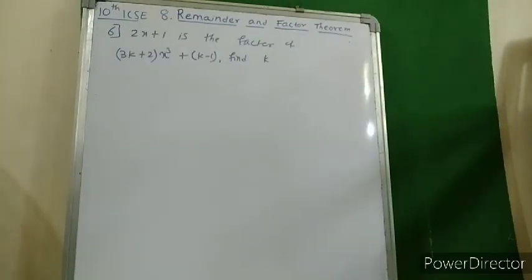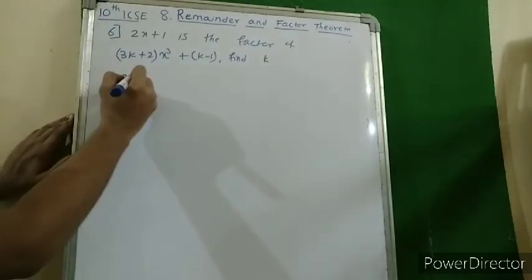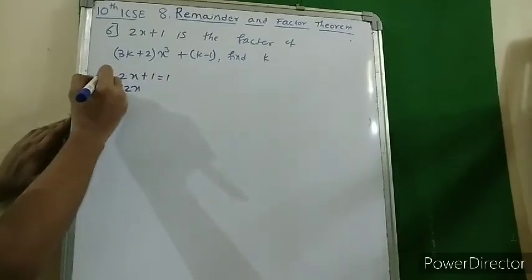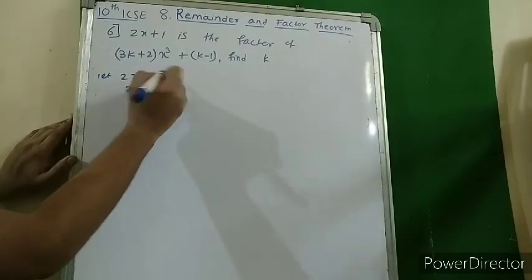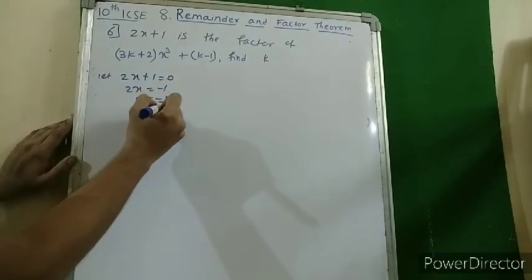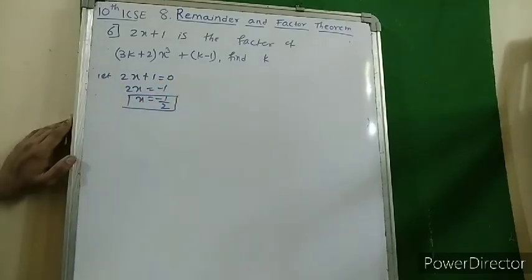In the sixth question we have 2x plus 1 is the factor. As 2x plus 1 is the factor, what will you substitute in place of x? It is 2x plus 1 equal to 0, so plus 1 will go there and become minus 1. X is equal to minus 1 upon 2.